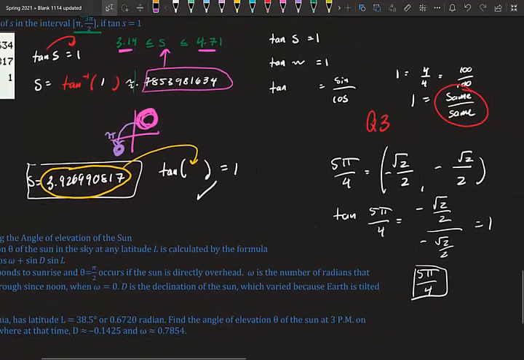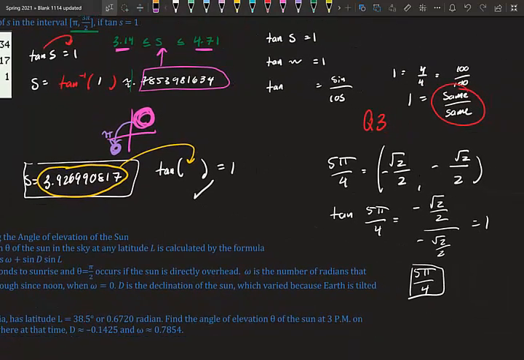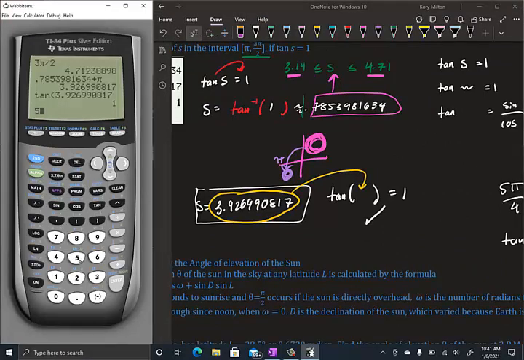And you could use your calculator to check if those numbers are actually the same, and they are. If I did 5 pi over 4, see how we get the same exact values?